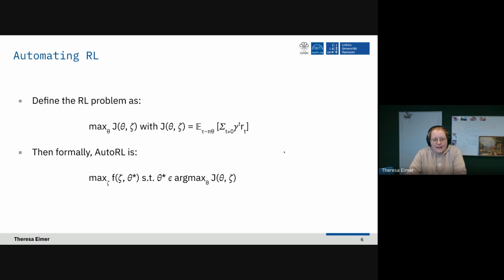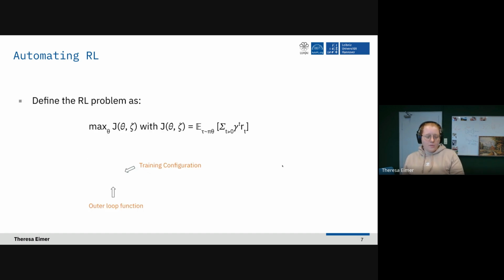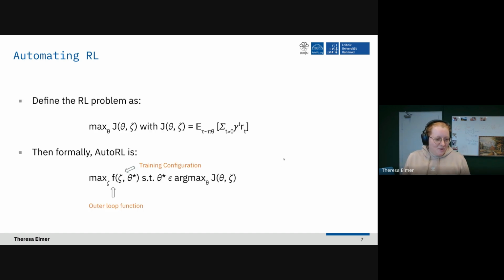And then an AutoRL on top of that is a different function, function f, that is looking for the training configuration such that we get a reinforcement learning process that can do its job really well. So we can see it as an outer loop function. That doesn't mean it really only happens in the outer loop once; it can interact with this training process in different ways. But conceptually, when we talk about AutoRL, we usually talk about something that is on top of the process and tries to do something with it.